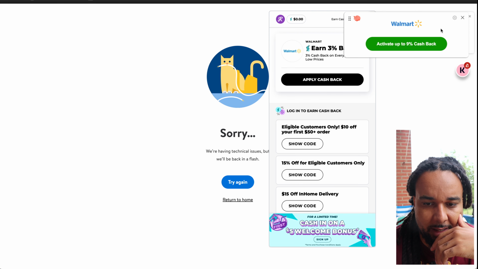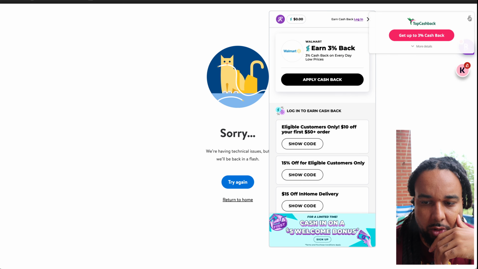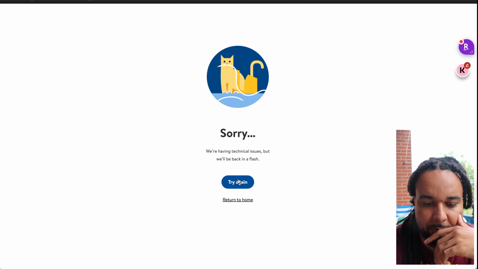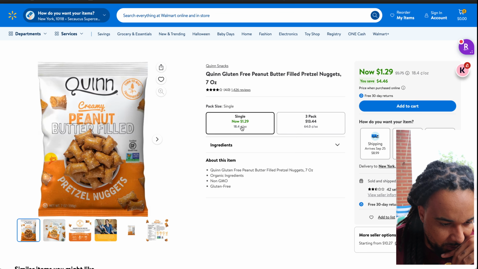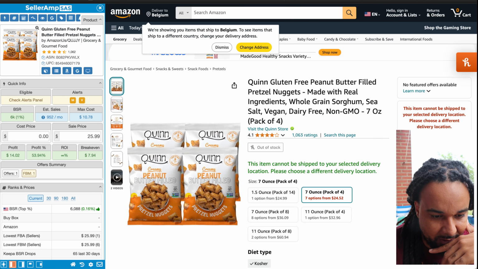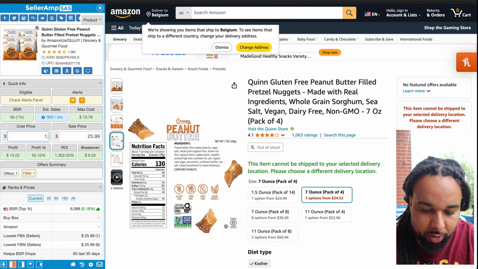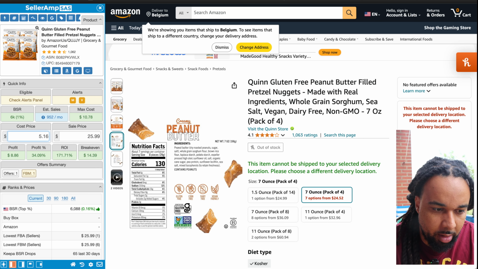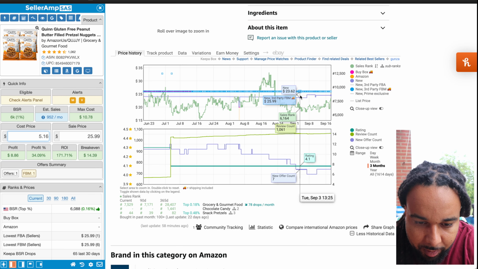I'm saying this is going to be the second product that we check. I think it's not loading up because I'm on the VPN. This is the thing that is tricky when you're overseas and you're working with a VPN. $1.29, what size is it? 7 oz. All right, let's see if it's the same. 7 oz, okay, so $1.29 times 4. Here we go, $5.16, 171% return on investment.